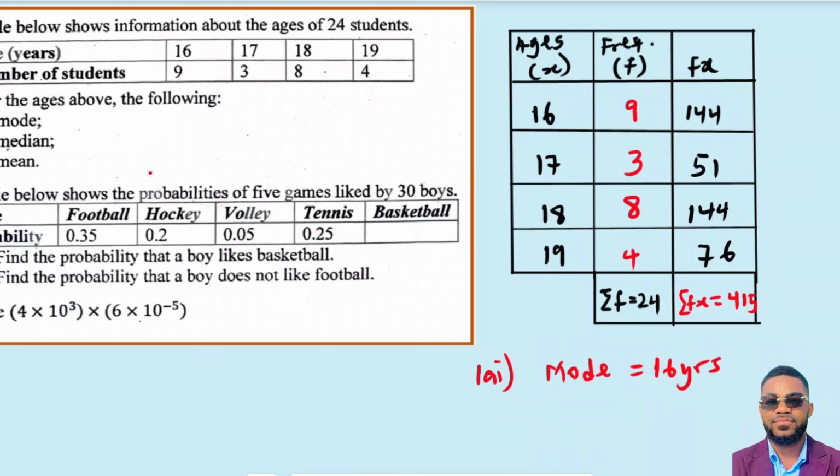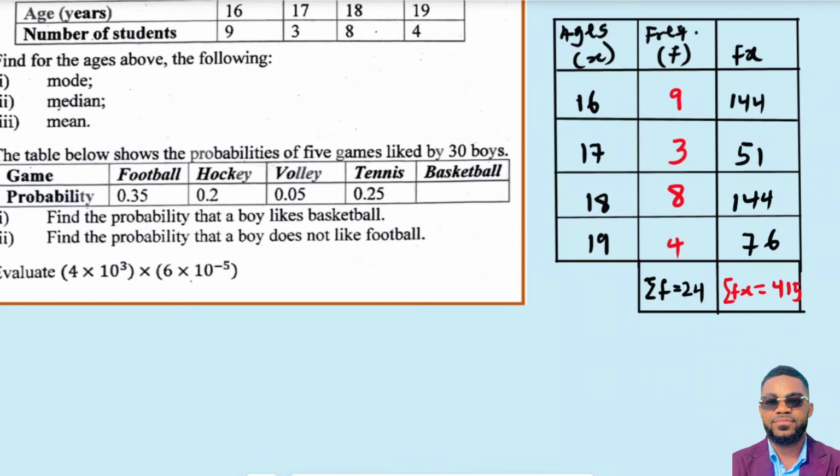Now let's get the median. So let's get the next one. That is going to be question 1A, II. That is the median. So the question is, how do we find the median from a frequency distribution table like this? Remember that the median is the middle number. So we are just looking for the middle age. So how do we do that?